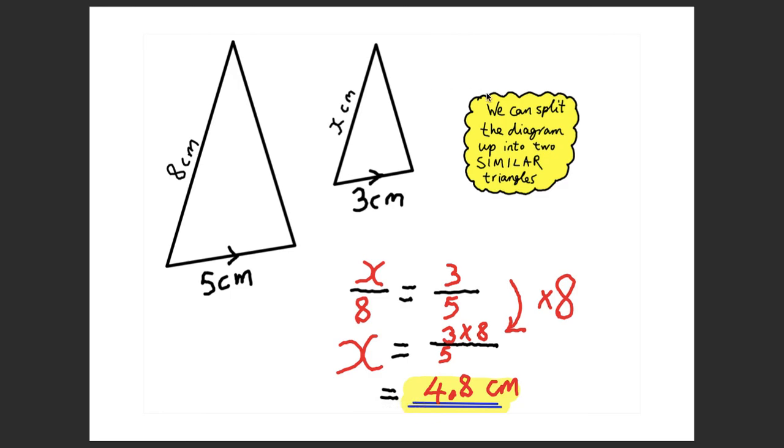Okay, so here we are. So you need to split the diagram up into two similar triangles. So the 5 with the 8 and the 3 with the x. And then you've just got to say the x that I want to know divided by the 8 is going to be the same as the 3 divided by the 5. x over 8 equals 3 over 5. Multiply both sides by 8 to get a whole x. Then you get x equals 3 times 8 divided by 5, which is 4.5.